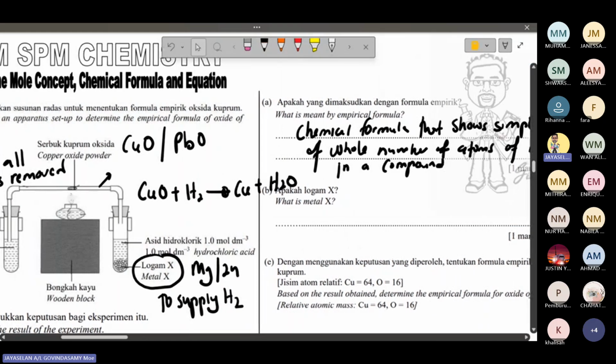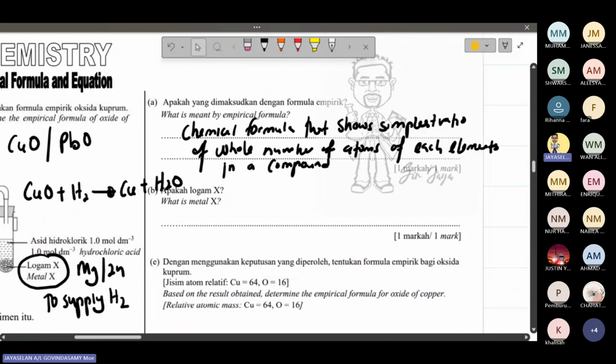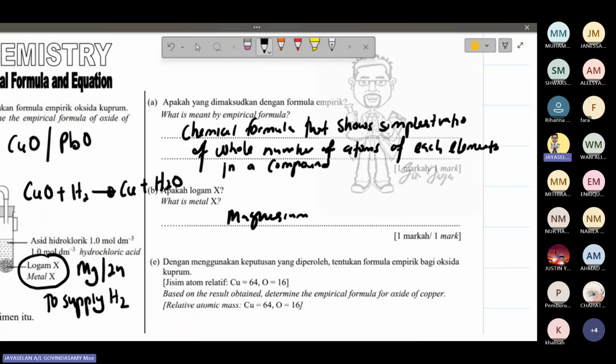What is metal X? Kamu dah tulis tadi kan? Sekarang isi tempat kosong je. You put magnesium, Mg. So what will happen if I put the symbol? Justin, will they deduct your marks? No, you will get marks, unless you put it like this, wrong lah. You boleh letak symbol macam ni pun dapat markah.